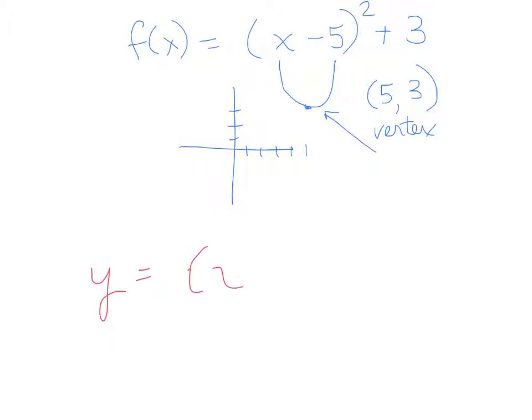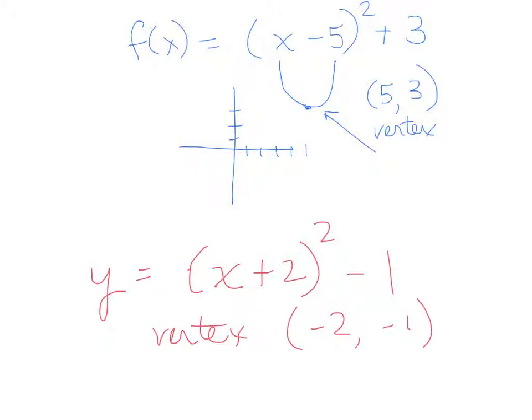So if I give you x plus 2 squared minus 1, it's a quadratic that makes a parabola. What's the vertex of that? Yep. Negative 2, negative 1, right? Because you would shift that over to negative 2 and down 1. So here's your vertex right there.